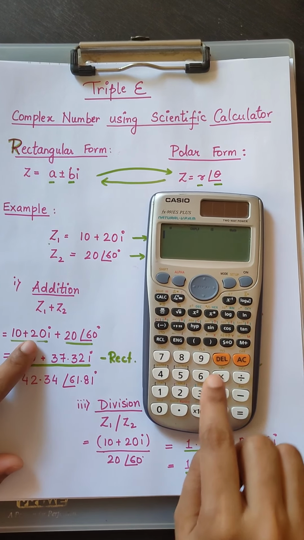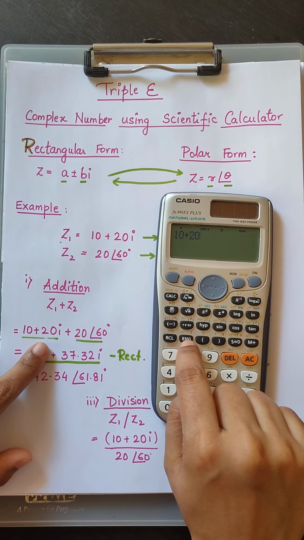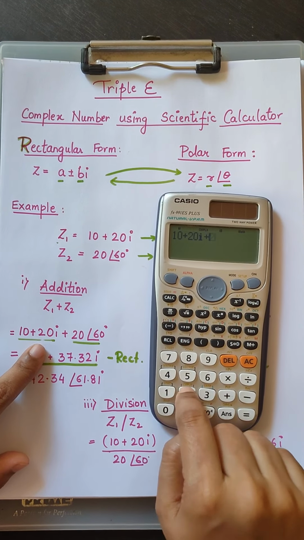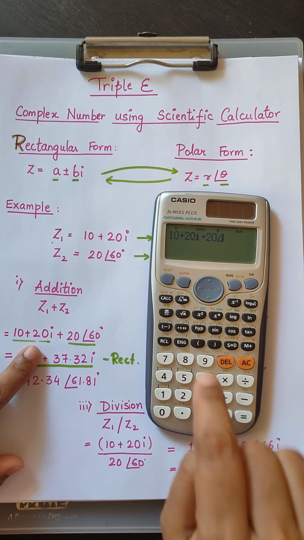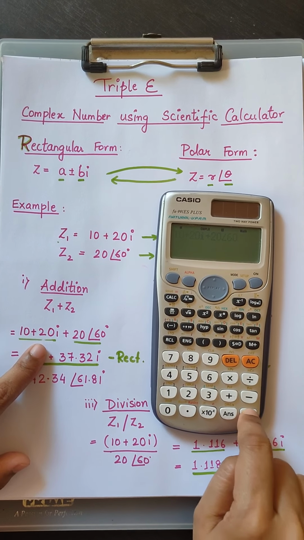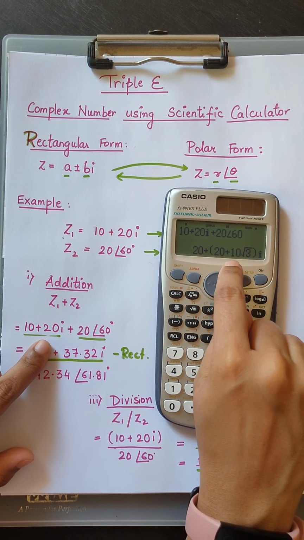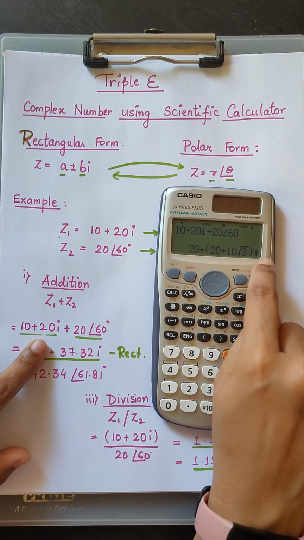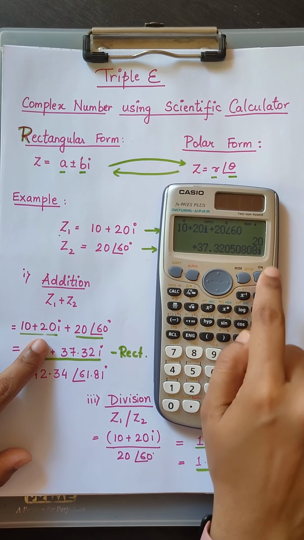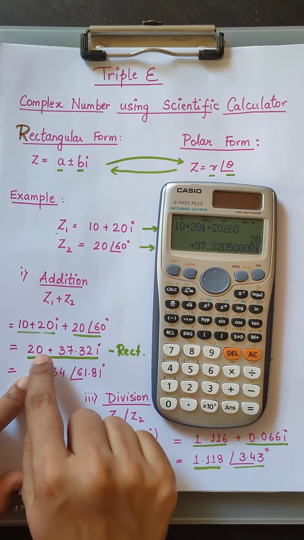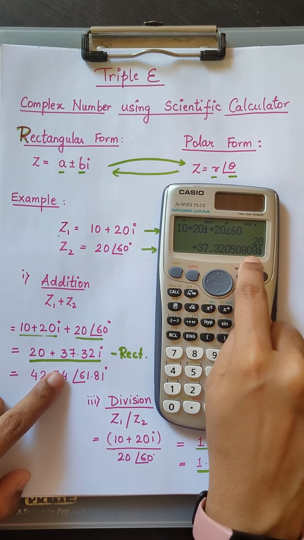So let's see the addition here again. So 10 plus 20, in the same place we will find i, plus 20, in the same place we will find the angle also. So for that, shift at an angle of 60 degrees. And if you press equals to, you're going to get the number as 20 plus 10 root 3i. If you want to see it in decimals, just convert this standard form into decimal. So you can see here, we are getting the same answer, 20 plus 37.32i.